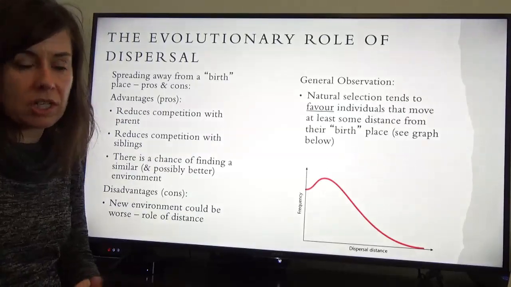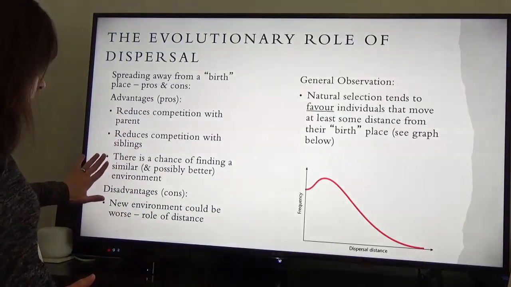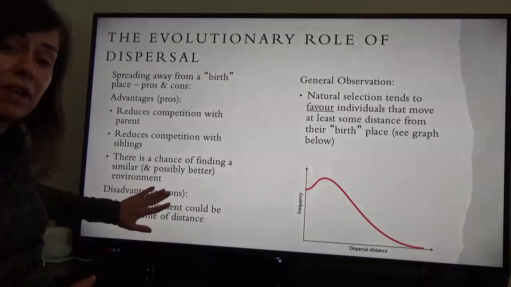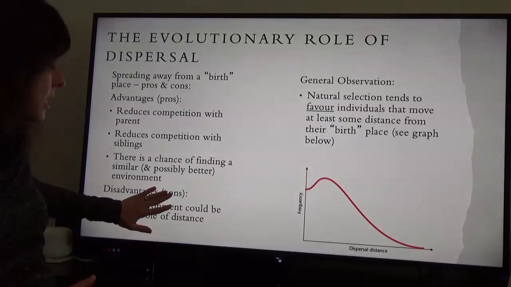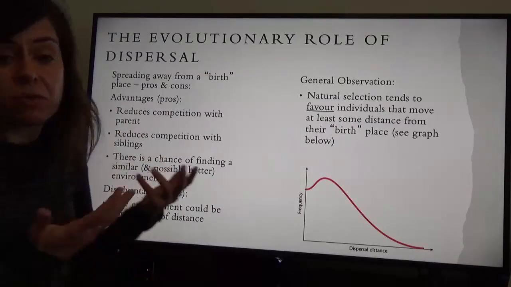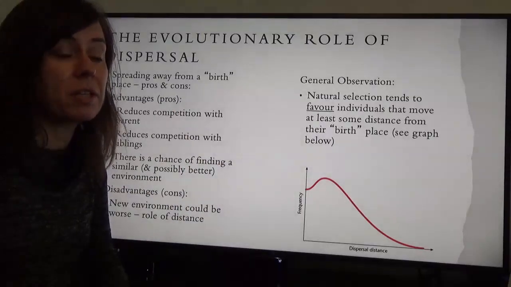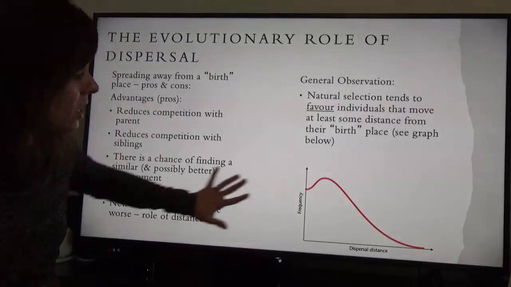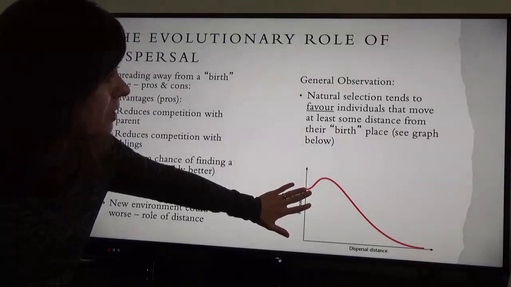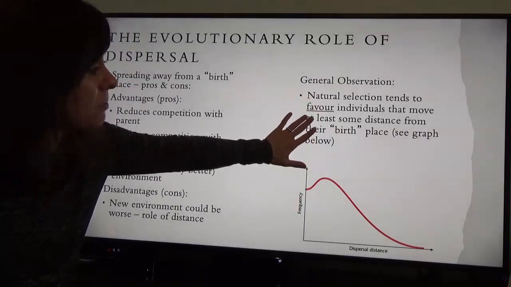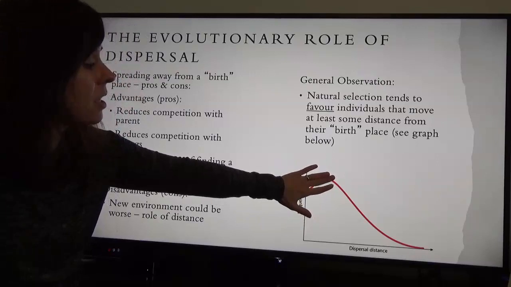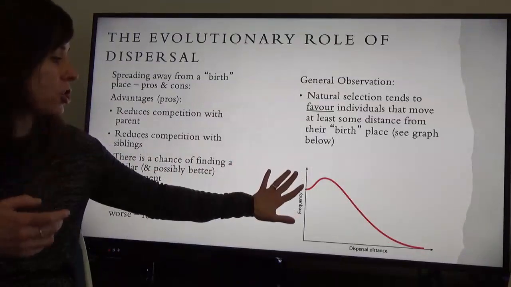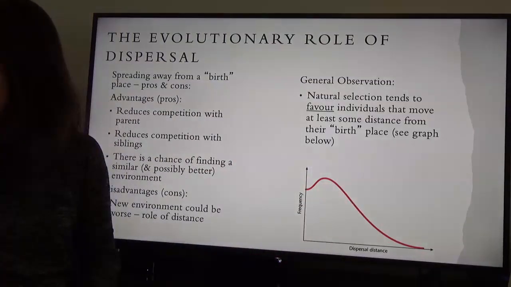Okay, and this is referred to as the Janzen-Connell effect. Okay, and another advantage, I mentioned this already, there's a chance that you find a similar or possibly better environment than your parent has found, okay? So, the disadvantage, of course, is that you disperse and you land in a place that is terrible and you can't grow and you don't pass your genes on to the next generation. So, there's pros and cons, and this is where this trade-off comes in, that natural selection tends to favor individuals that move some distance away from the parent, but not too far away from the parent, okay? So this is the general observation in terms of frequency of these dispersal distance outcomes.